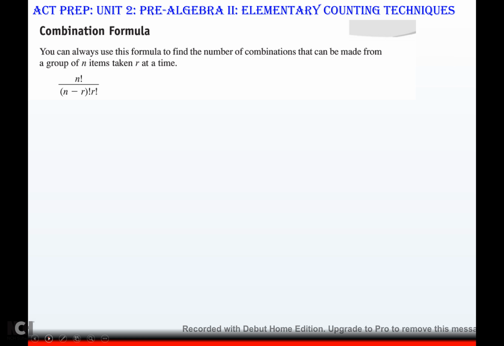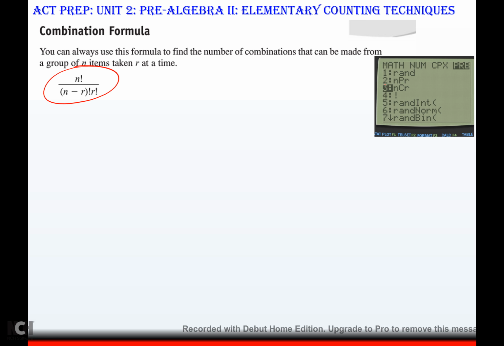Alright, so there's a formula for combinations, just like there is for permutations, but again, with the calculator, you go to math, prob, and there's your combination key.